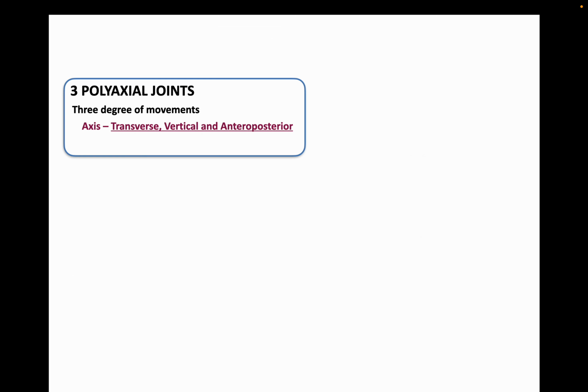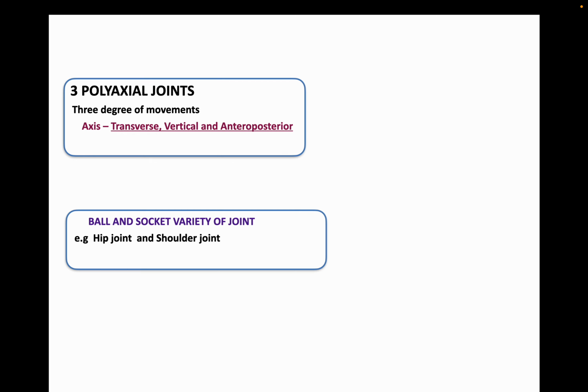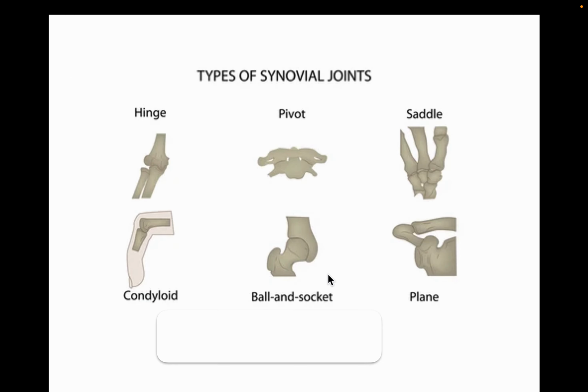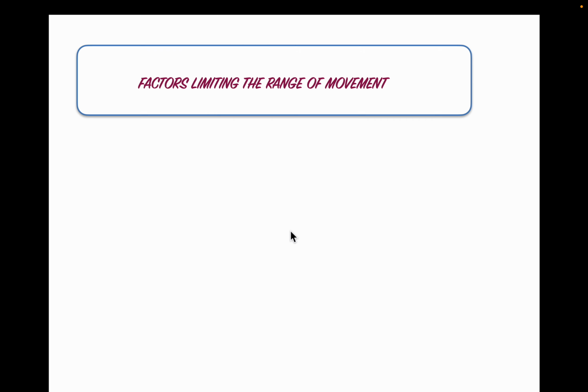Polyaxial joints have 3 degrees of movement, that is in the transverse, vertical and anterior-posterior axis. Examples are the ball and socket variety of joint, such as the hip joint and shoulder joint. You can see here. Next are plane joints. Articular surfaces are more or less flat and permit gliding movement. Examples are intertarsal and intercarpal joints. So these are the examples of plane variety of joints. So these are the different types of synovial joint which we have discussed.